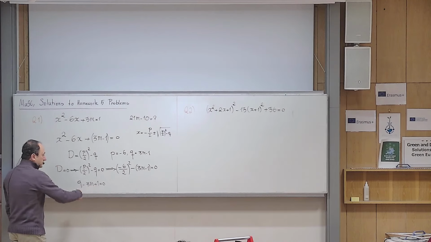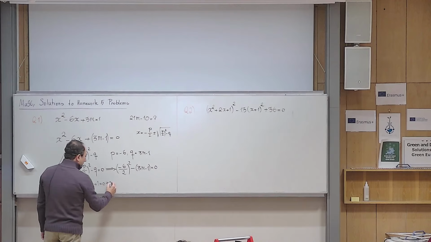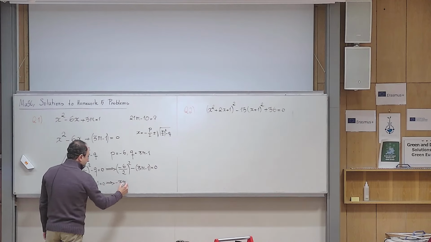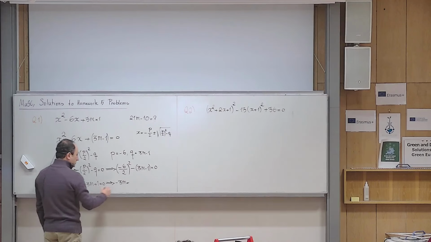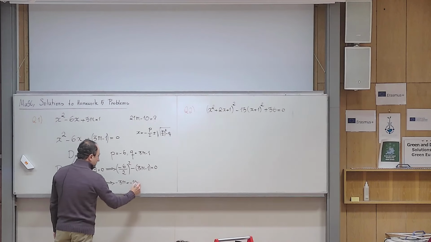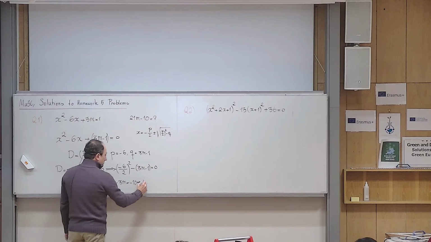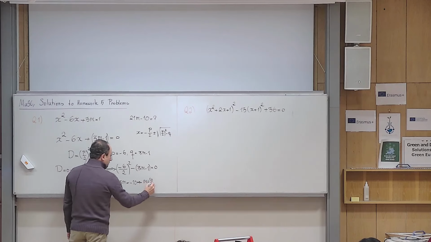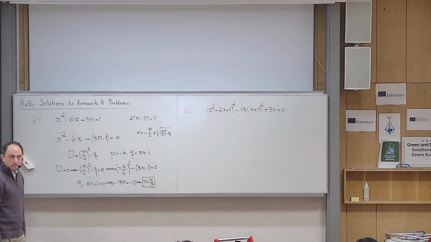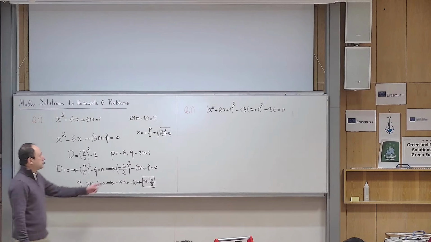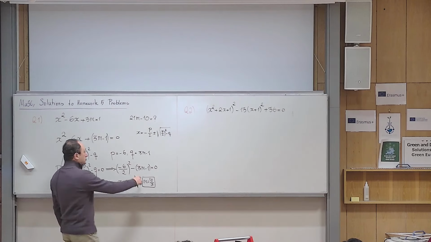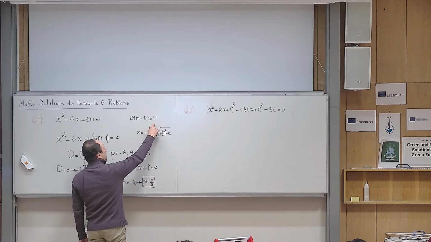9 plus 1, 10. I move it to the other side because my goal is to isolate m. What is the answer? It's minus 10. So what is m? m is positive 10 over 3. Do you agree? Okay, but the question mark is not m. The question mark is this. Okay, so I go back here.